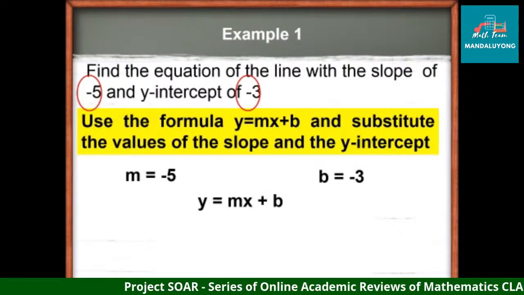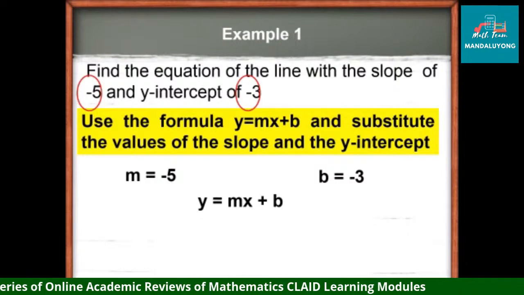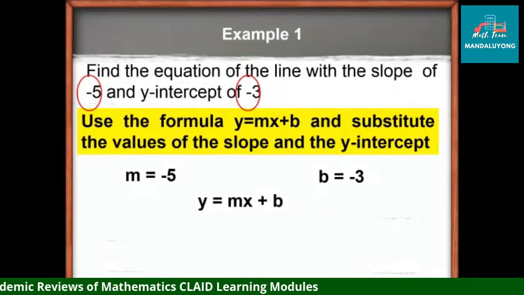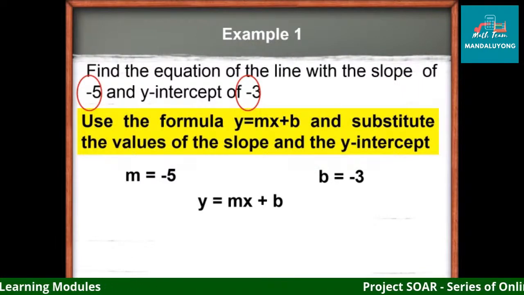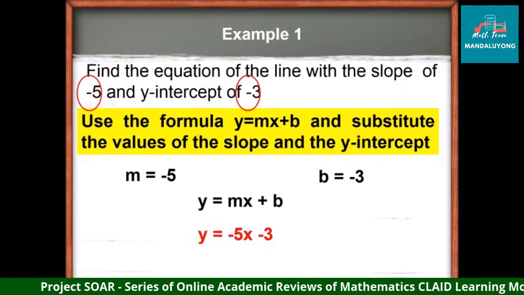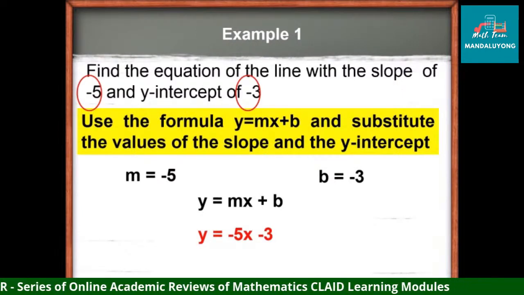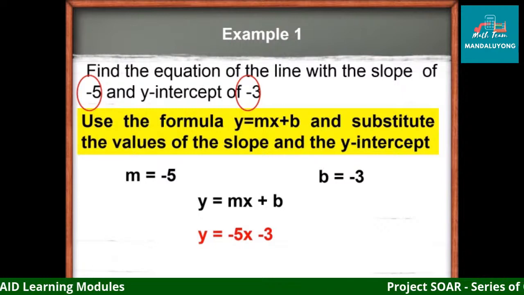The slope-intercept form is y equals mx plus b. Substituting the value of your m and the value of your b in the slope-intercept form, we have y equals negative 5x minus 3. This will be our equation of the line for example number 1. But we can also change our answer in standard form.